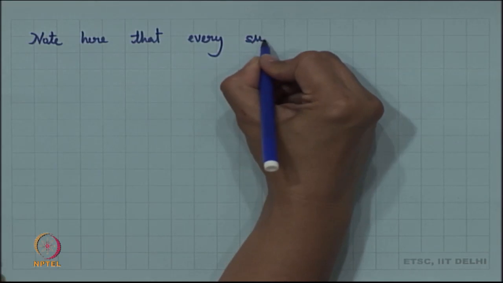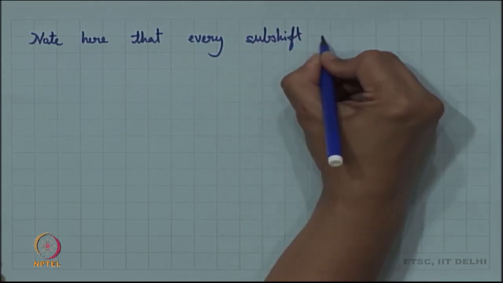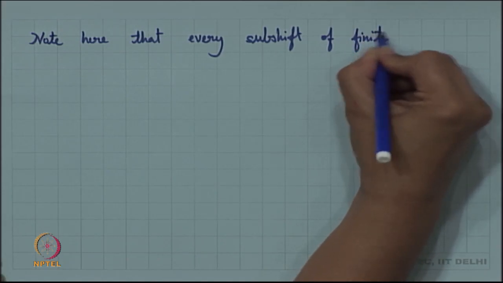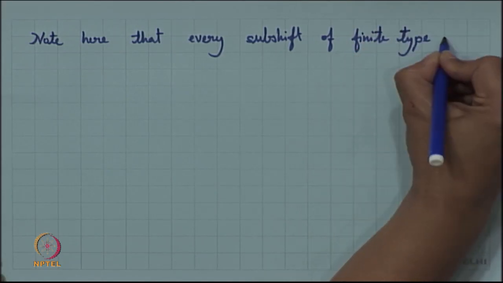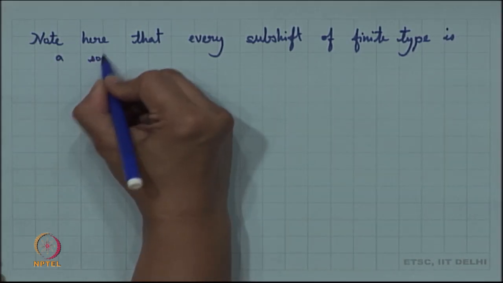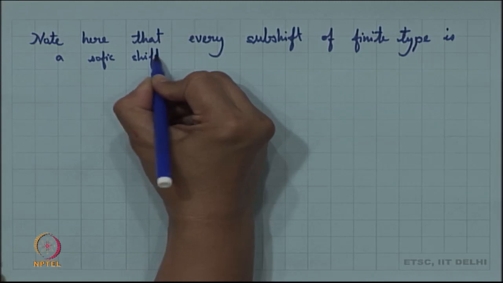Now, a very interesting fact here. First of all, we note that every subshift of finite type is a Sofic shift. Do you all agree with me? Can we say that every subshift of finite type is Sofic? We could have our labeling to be the identity. We know that there is a way of writing every subshift of finite type as an edge shift, and then we have this identity labeling which makes it a Sofic shift. So, every subshift of finite type is a Sofic shift.